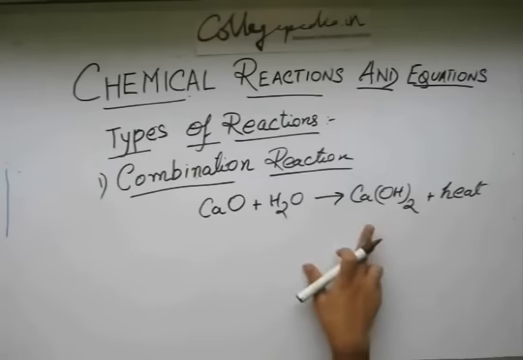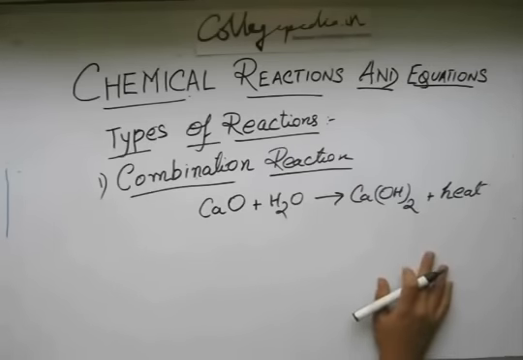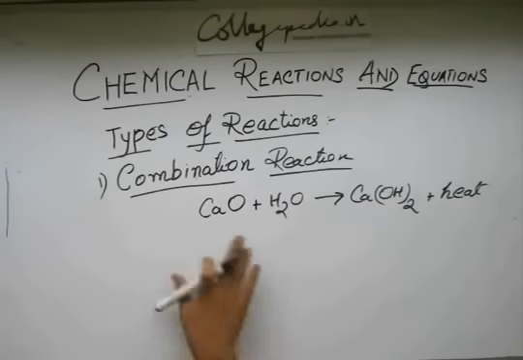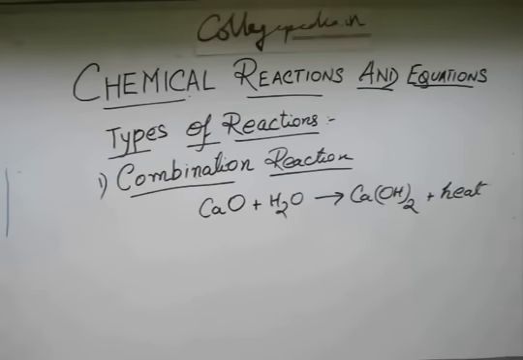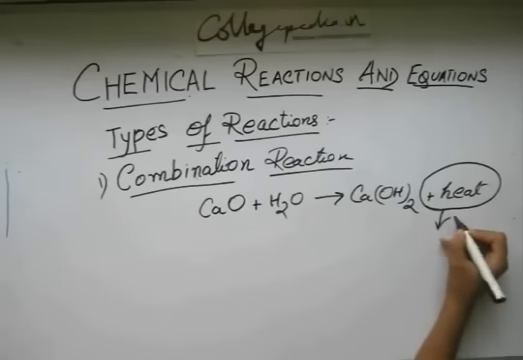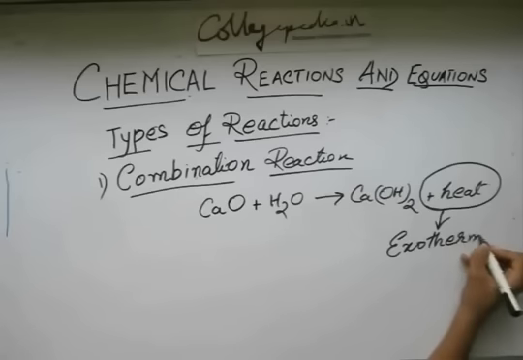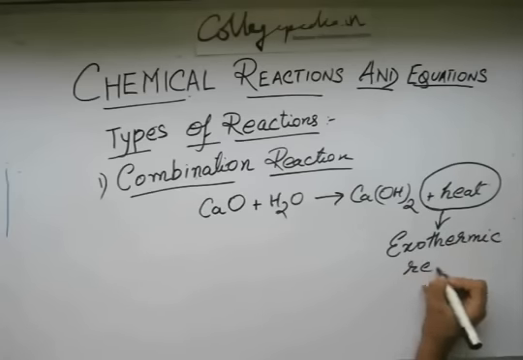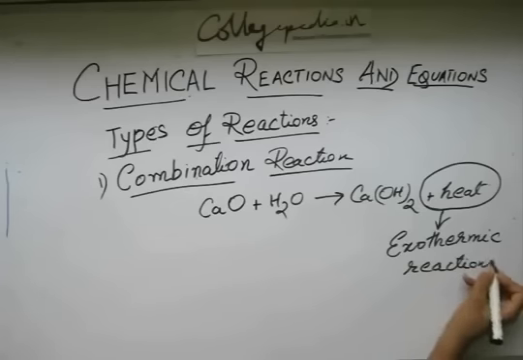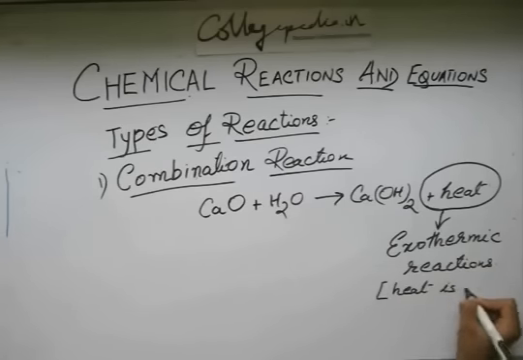So first balance this equation. There are 2 oxygen, 2 hydrogen, 1 calcium. Everything is balanced already. So this is a combination reaction, but such reactions in which heat is released are known as exothermic reactions.